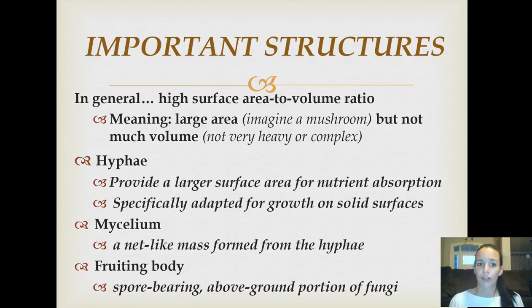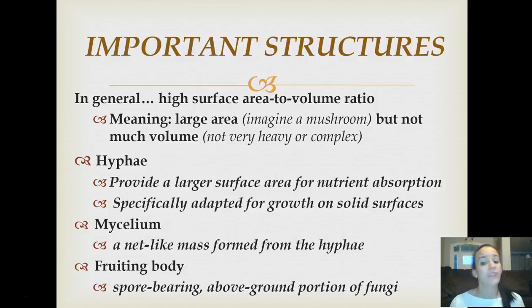Some key important structures then, in general, there's a very high surface area to volume ratio, which means that there's a large area, imagine a mushroom, but there's not much volume. They're not very heavy, they're not very complex. There's also parts within this fungi. So there's something called the hyphae. This provides just a larger surface area and allows for better nutrient absorption.